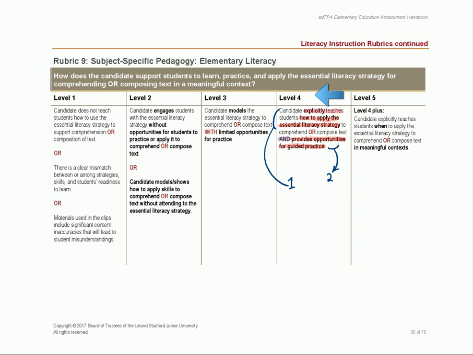So how does 4 build on 3? If we look here, 3 says candidate models, 4 says candidate explicitly teaches students how to apply the essential literacy strategy. All right, so this is much more focused and intentional. And you can see down here, instead of with limited opportunities for practice, you need to have opportunities for practice that are set in your lessons. So candidate explicitly teaches students how to apply the essential literacy strategy to comprehend or compose text, and provides opportunities for guided practice. So instead of limited opportunities within your lessons, students are doing work around your essential literacy strategy, and it's evident. So this is 9.